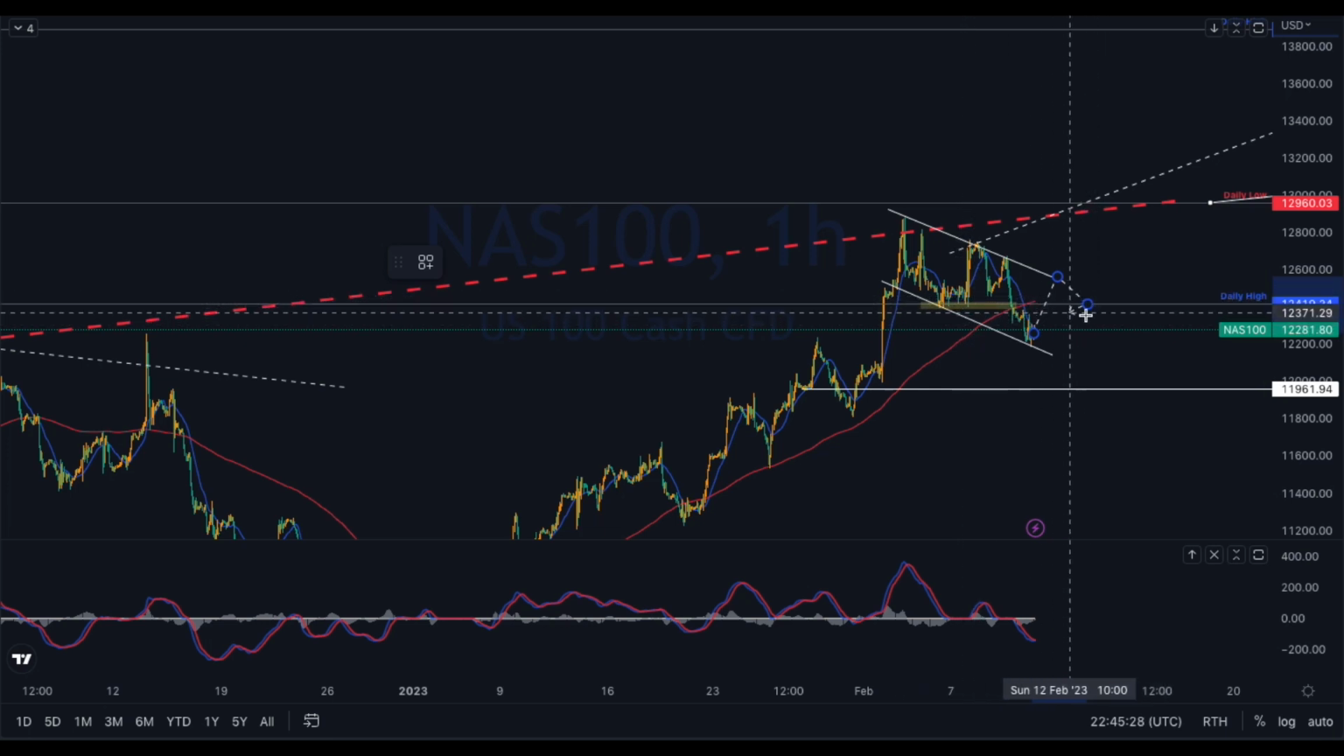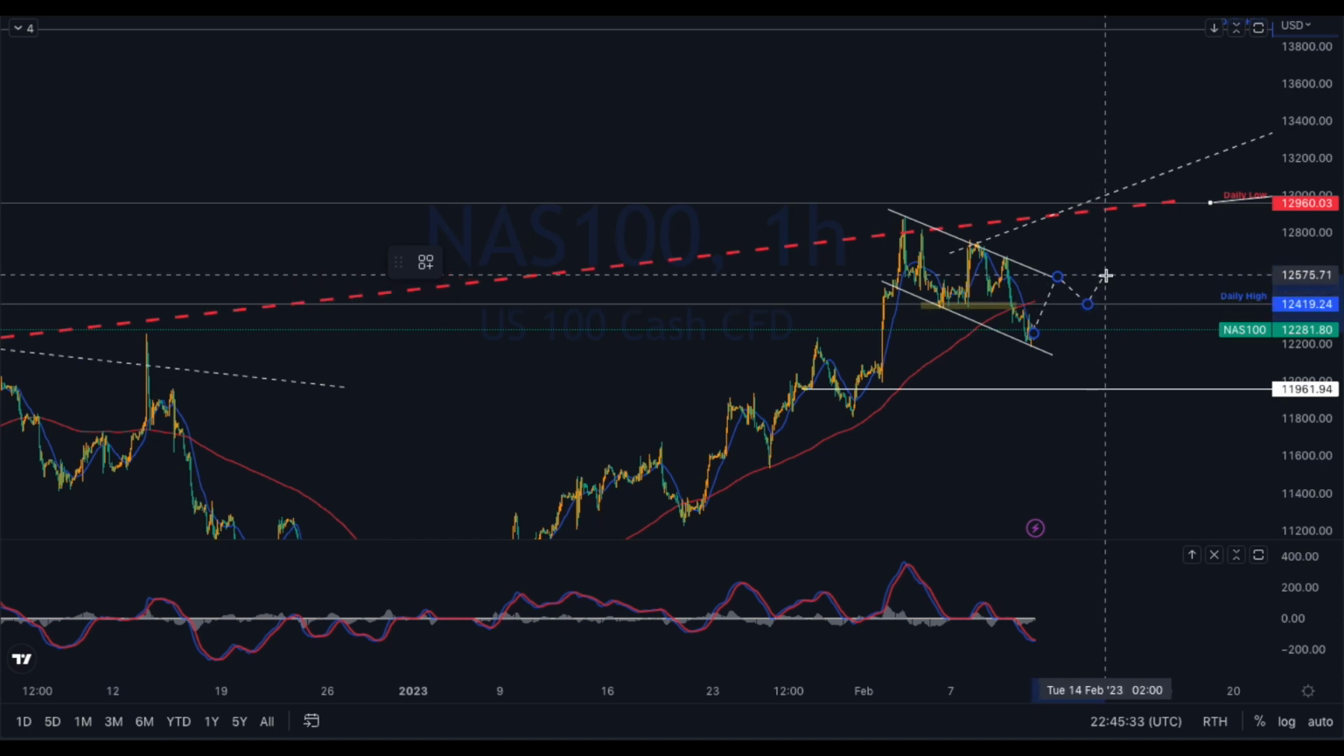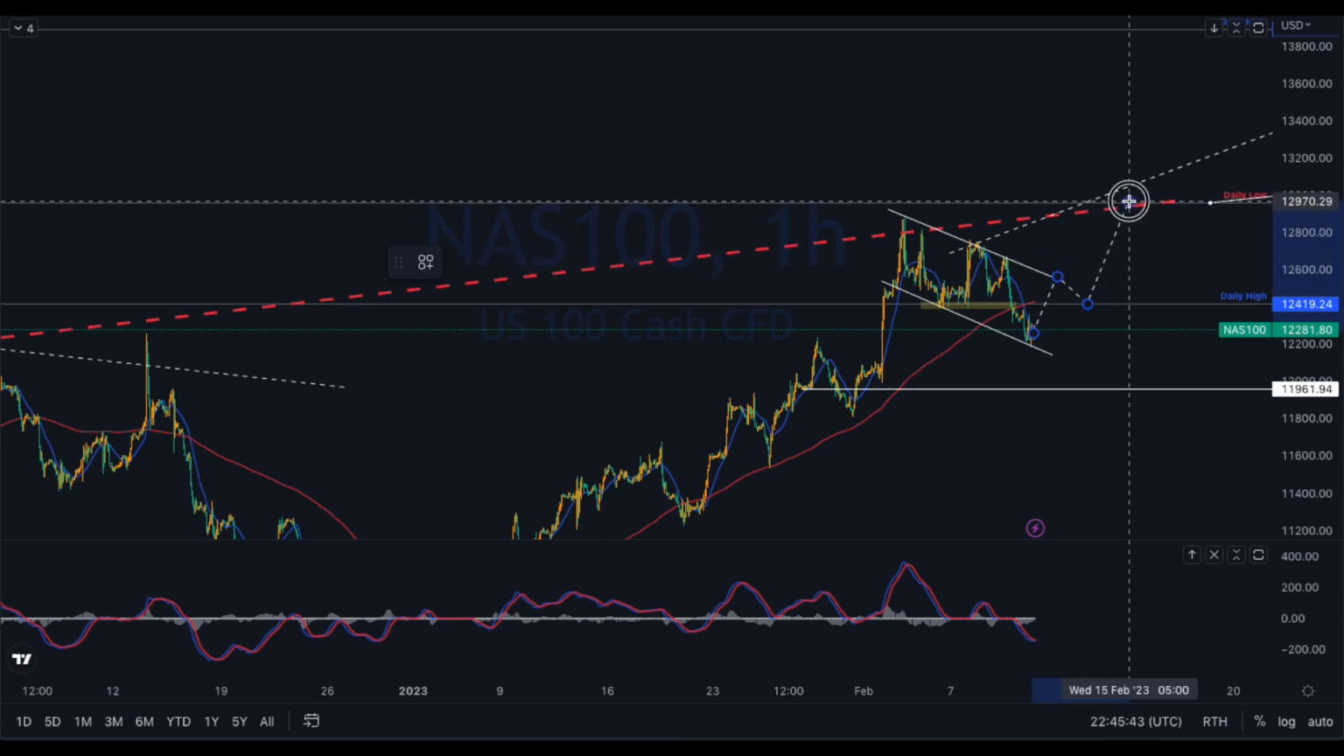And if you see something like this, where it's come down to this level and it's beginning to push back up, I would say, in my opinion, I would go off the assumption that at worst it's going to come up here. At best it's going to be up here. So that is one scenario.